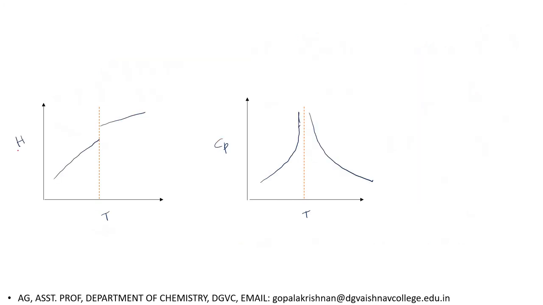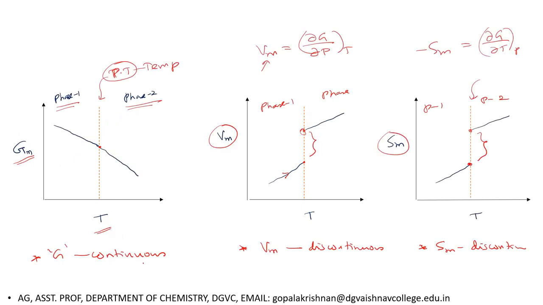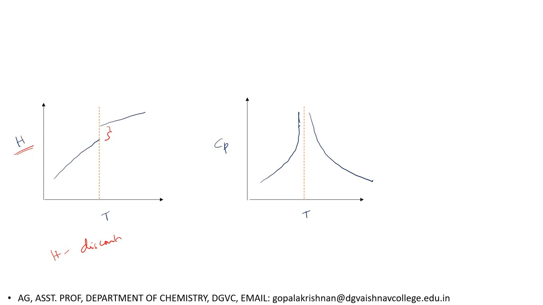Similarly, if you plot molar enthalpy versus temperature, it is also discontinuous. So listen, for a first order phase transition, Gibbs free energy is a continuous function, whereas molar volume, molar entropy, and molar enthalpy are all discontinuous functions.